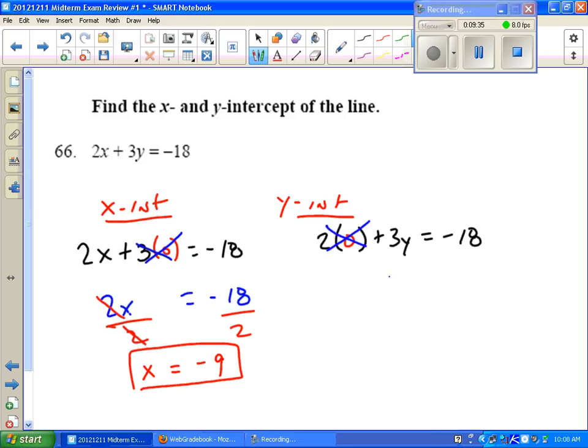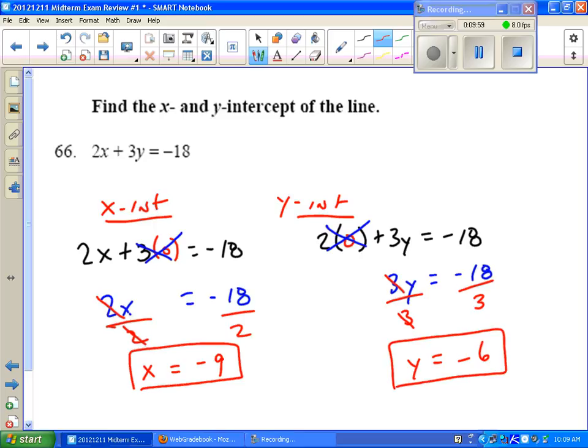So this is going to go away and just leave us with 3y equals negative 18, or 3 times y. In order to undo 3 times something, you divide by 3. If you divide the left by 3, you have to divide the right by 3. 3 divided by 3 cancels out and leaves you with just y. Negative 18 divided by positive 3: negative divided by positive is always going to be negative, and 18 divided by 3 is 6. So your y-intercept is negative 6. X-intercept is negative 9, y-intercept is negative 6.